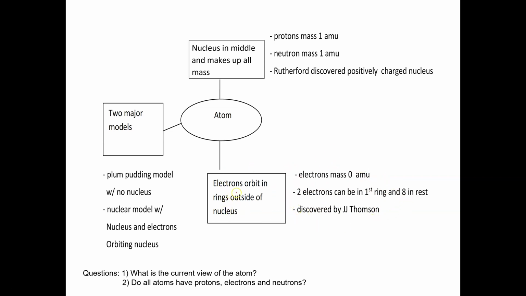They're not all necessarily in the same location of my notes, but these are the important details I figured out from the notes about the electron. And the 2 major models are the plum pudding model with no nucleus, and the nuclear model with a nucleus and electrons orbiting the nucleus. So these are the important pieces of information I want to know about these models.